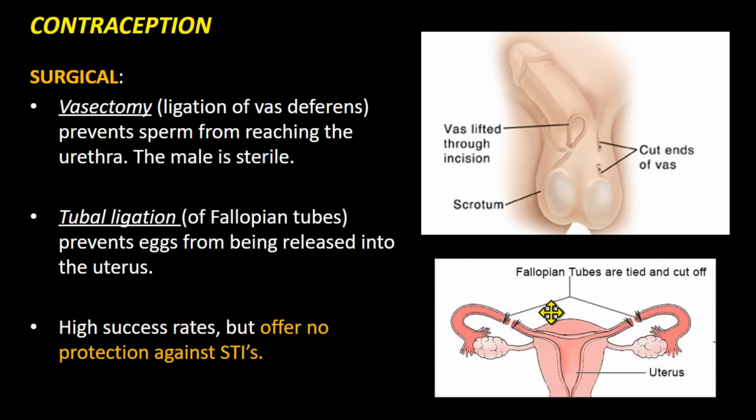Tubal ligation is the tying and cutting of the fallopian tubes. This prevents the eggs from being released into the uterus. Eggs are still produced, but they cannot be fertilized because the sperm cells cannot reach the egg cells. These both have very high success rates, but they offer no protection against sexually transmitted infections.